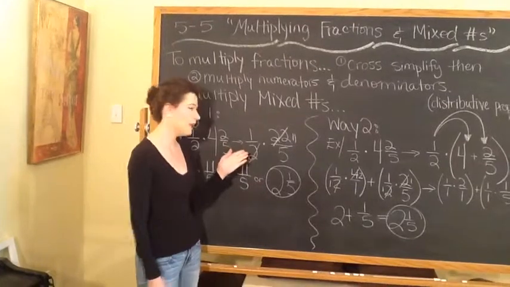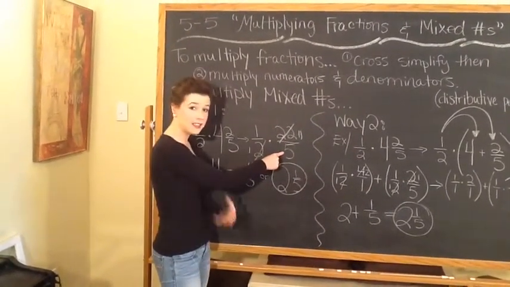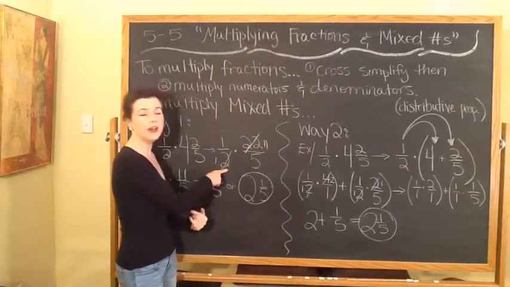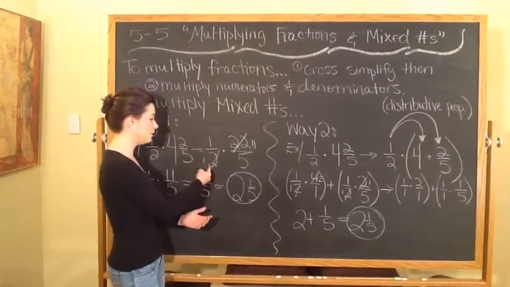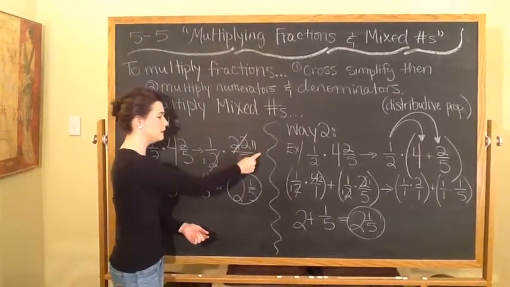At this step, I went ahead and cross-simplified. I looked at the 1 and the 5 and asked myself, is there anything I can cancel out? Then I looked at 22 and 2 and asked myself, is there anything I can cancel out? And yes, there was. So I canceled out a 2. 2 divided by 2 gives me 1. 22 divided by 2 gives me 11.